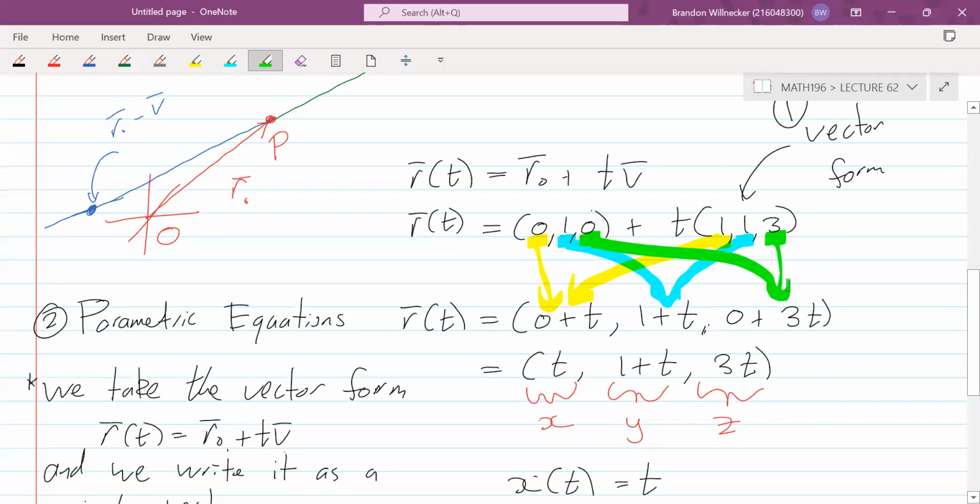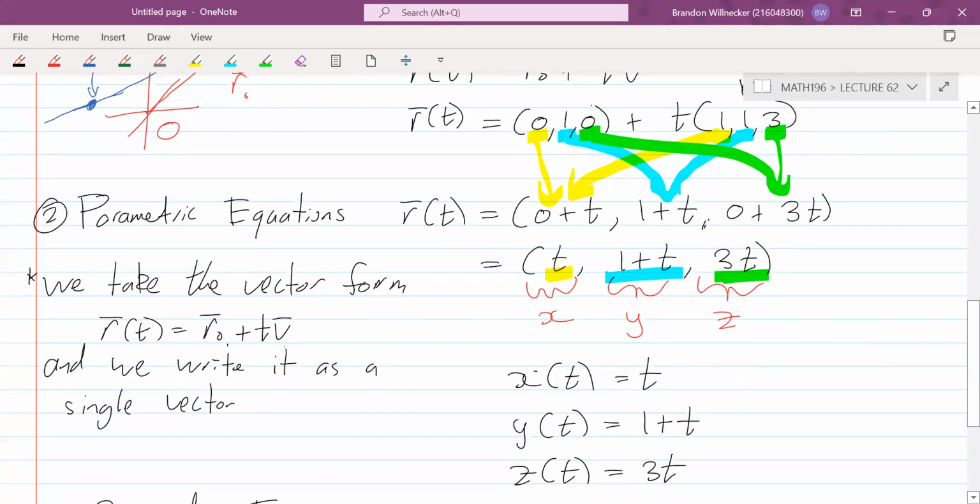So remember how we add vectors, we just add them component-wise. The first component of the first vector plus the first component of the second vector. So we get 0 plus t, which is just t. Then we have 1 plus t times 1, so that's just 1 plus t. Then we have 0 plus t times 3, so that's 0 plus 3t, that's just 3t. So we write it as a single vector.